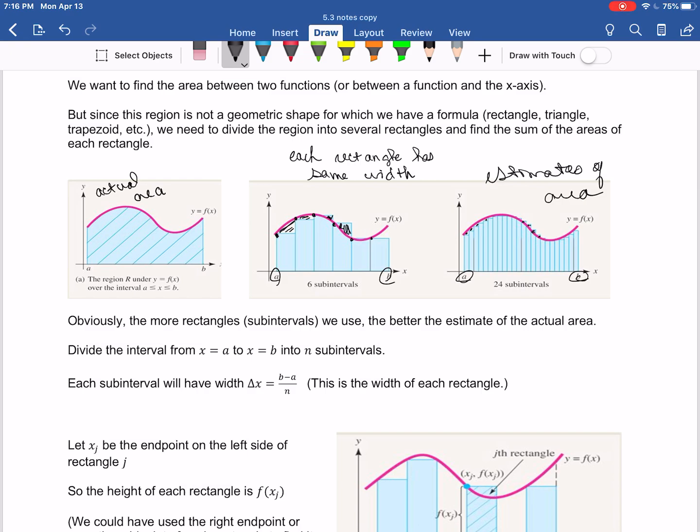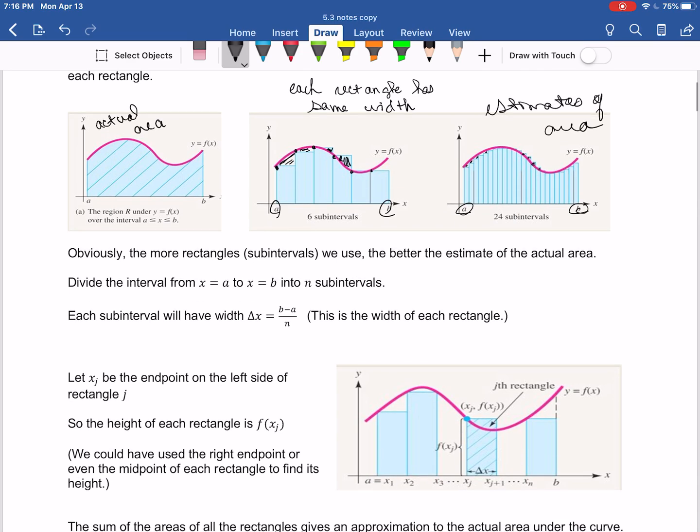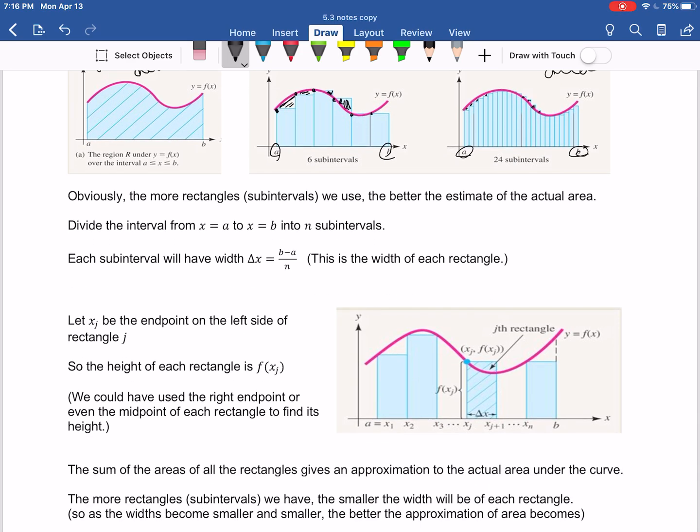Another approach that theoretical calculus students will examine is splitting this area into trapezoids. Trapezoids do an even better job of estimating this area. We're not going to do that. We're going to focus on rectangles, because trapezoids are another geometric shape that we do have a formula for the area. Okay, so you compare the two pictures on the right, one with the 6 subintervals and one with the 24 subintervals, and you can see that the 24 subintervals did a much better job of representing that area as an approximation.